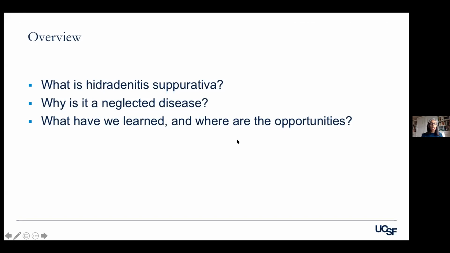Today, we're going to start with some background about HS to make sure that we're all on the same page. Then I'm going to provide some context about the scope of the problem that we're facing with HS. And then I want to spend the majority of our time today discussing what we've learned about HS in a relatively short period of time and what the opportunities are for extending knowledge through research.